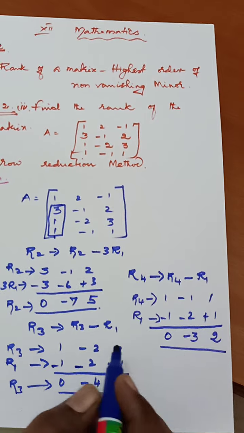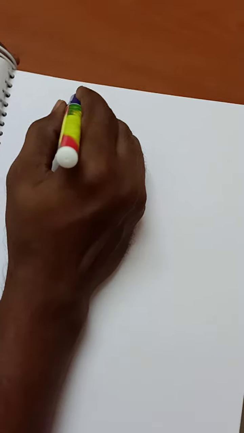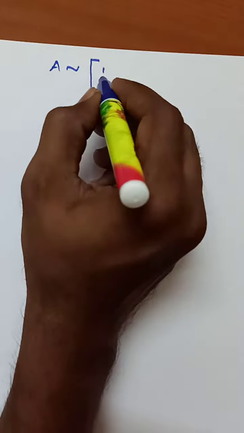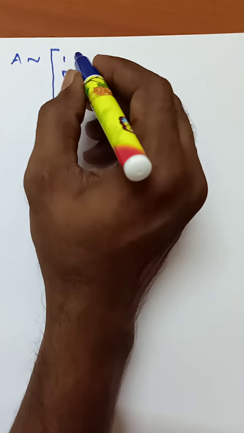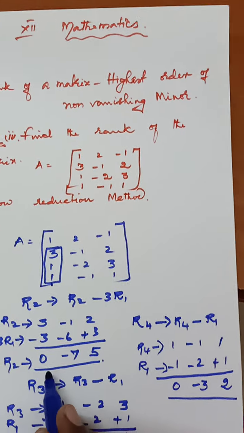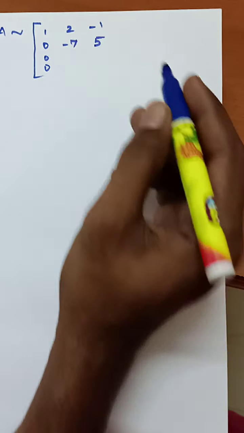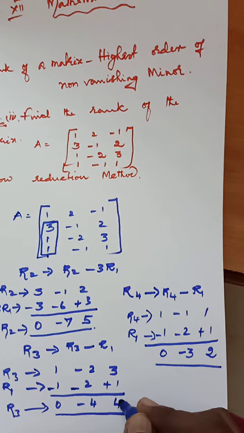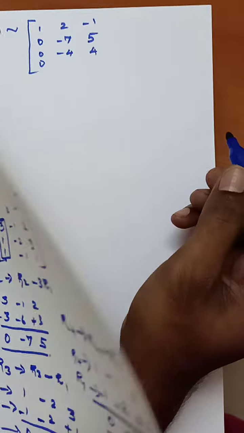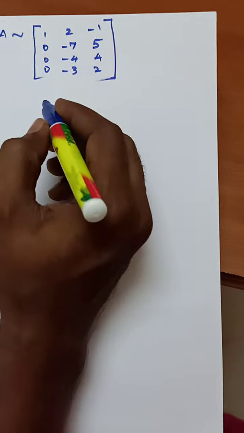So I found all 3 zeros in the first column. So our new equivalent matrix A is given by: R1 no change, 1, 2, minus 1; R2, 0, minus 7, 5; R3, 0, minus 4, 4; and R4, 0, minus 3, 2. So my first part is over.